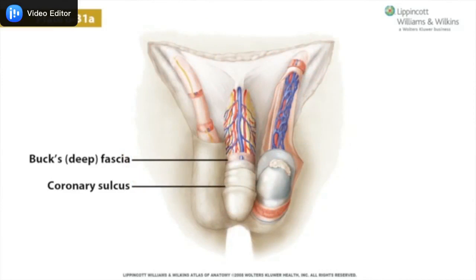If superiorly sounds like the wrong direction, remember that in anatomical position, the penis is erect. Buck's fascia arises anteriorly from the suspensory ligament of the penis and fuses posteriorly with the perineal membrane, and is thus limited to the shaft of the penis.